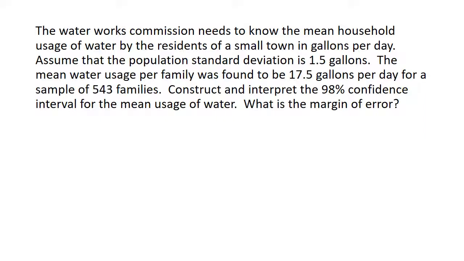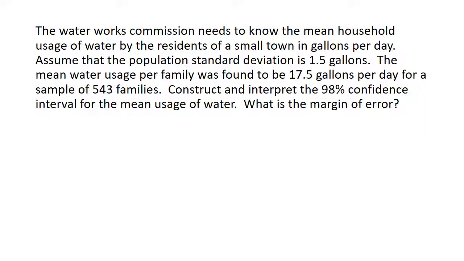We are trying to find a 98% confidence interval, so our confidence level is 0.98. We need to decide if we are using a normal Z distribution or a student T distribution. In this problem, we are told the population standard deviation is 1.5 gallons. That means we are going to use a normal Z distribution, because we know the population standard deviation.